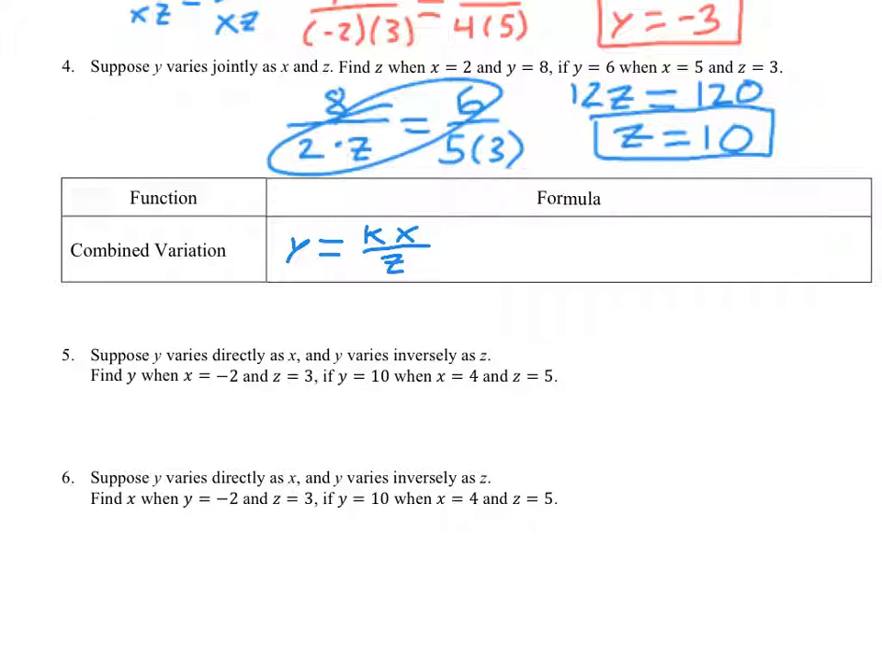And if you want to take a shortcut, let's say you don't need to write the equation, you just need to solve for one of the variables. The shortcut equation would just involve solving for k. So if I wanted to solve for k, I would have to multiply y by z and then divide by x. So my shortcut equation would be yz over x equals yz over x.